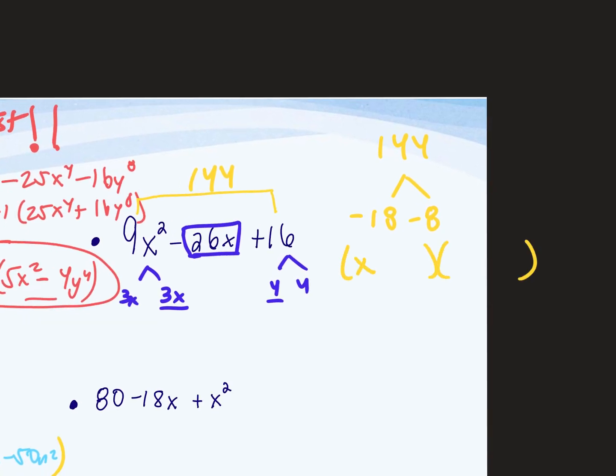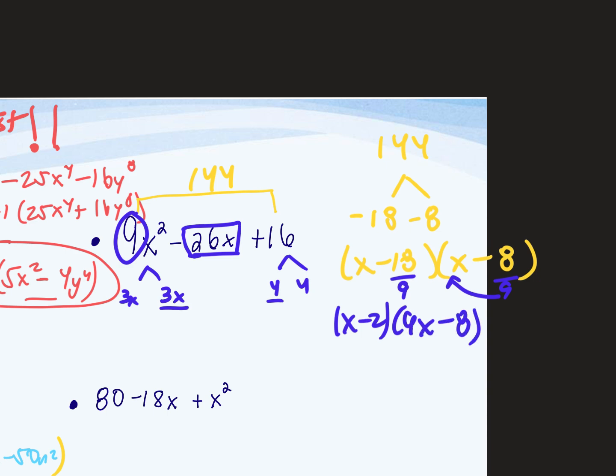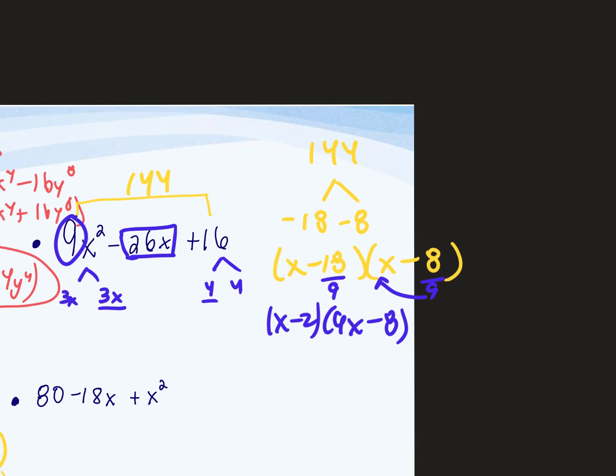So I just have x's. That's fine. I have a minus 18 and a minus 8. Since my a term is not 1, what do I do with it? Divide. So I have 18 divided by 9. So x minus 2. And then does 8 divide by 9 pretty? No, so 9 becomes your coefficient. 9x minus 8. If you did it the grouping way, I'll do it out here.